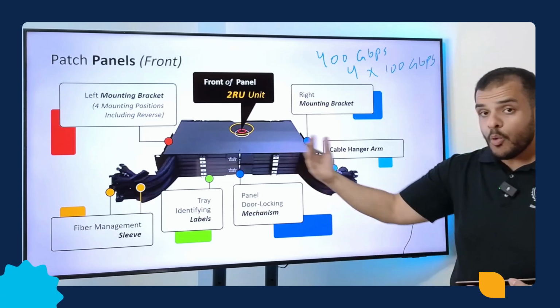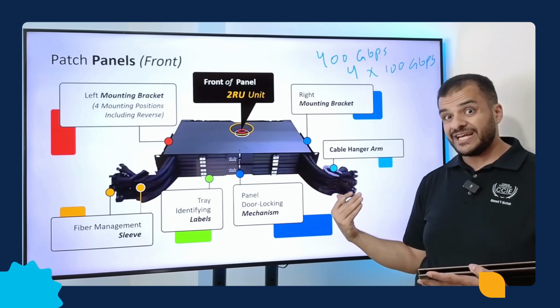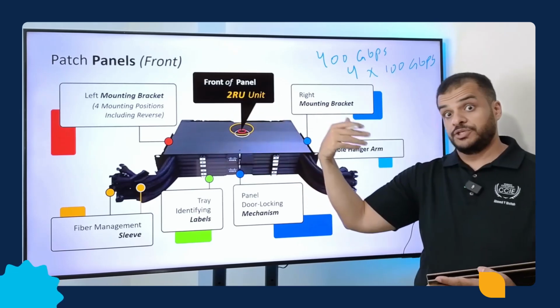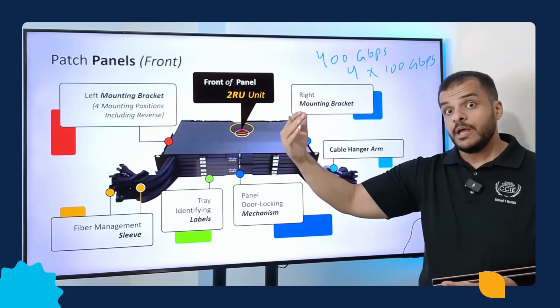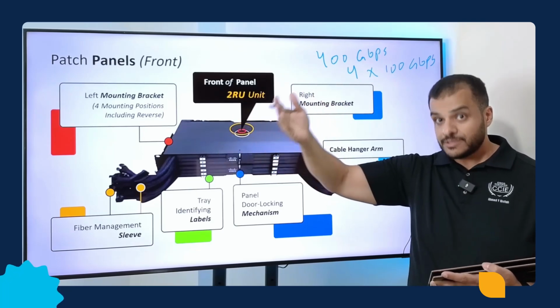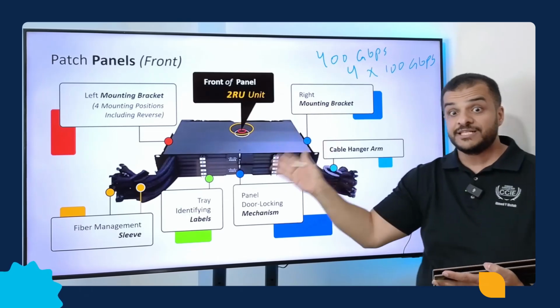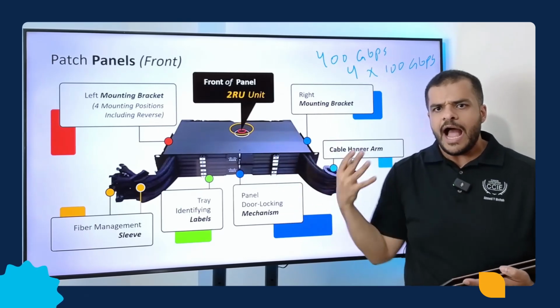I mean, if from one end you're trying to connect a 400 gigabit per second cable, and from the other end you want to break this down into 4 times 100 gigabit per second cables, this is going to be your best friend. Okay, so how's this going to work?